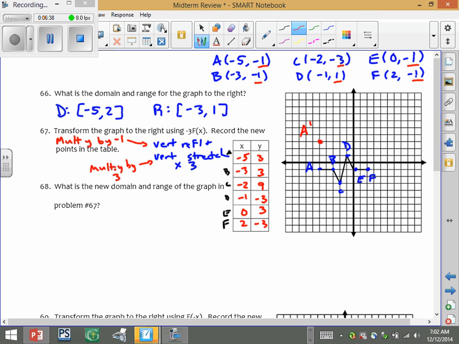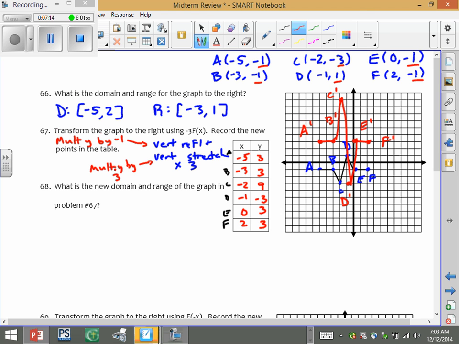There's A prime. There's B prime. -2, 9. There's C prime. D prime is at -1, -3. So there's D prime. E is now at 0, 3. And then F prime is now at 2. Excuse me, that should be 2, +3. So it's flipped this thing over, and it's made it really stretched out.